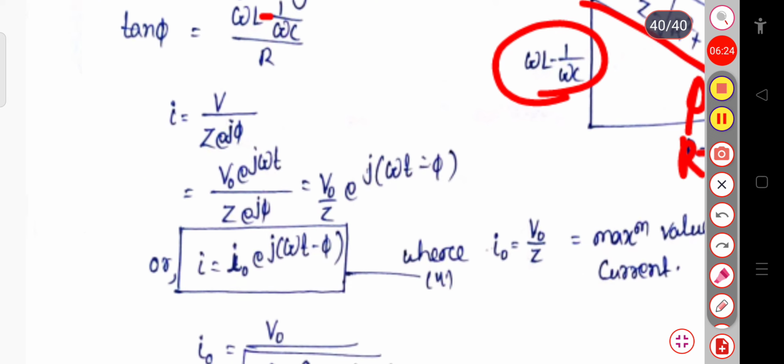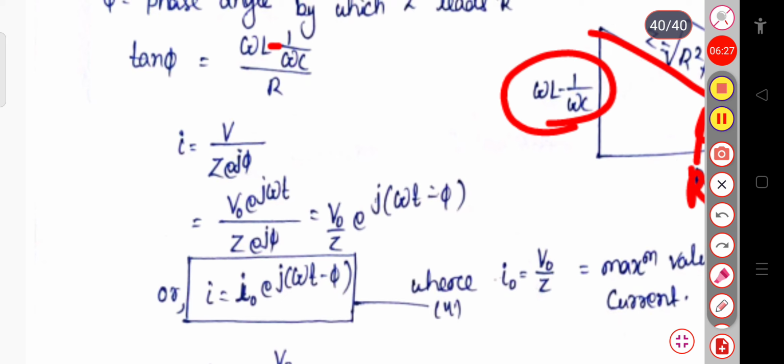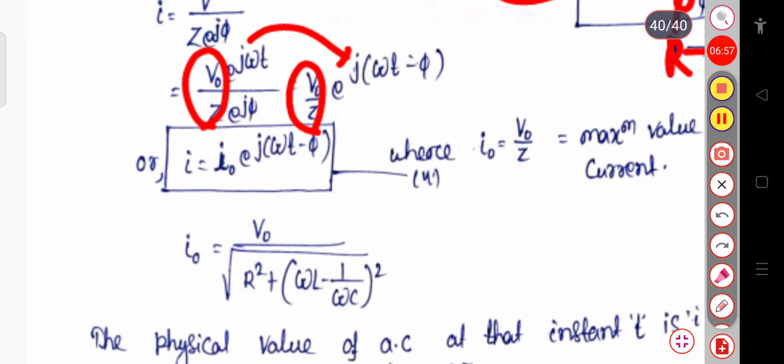And here the current we have calculated as V divided by Z exponential j phi. So this will be equal to V naught exponential j omega t divided by Z exponential j phi, and again this can be written as V naught by Z into exponential j (omega t minus phi). In place of V naught by Z, we substitute I naught. So I will be equal to I naught exponential j (omega t minus phi).